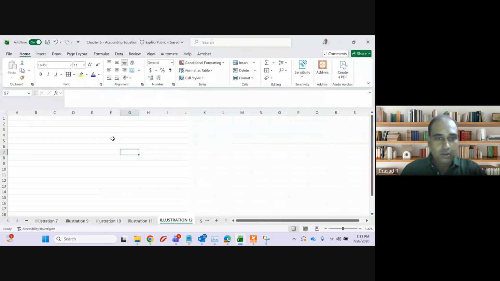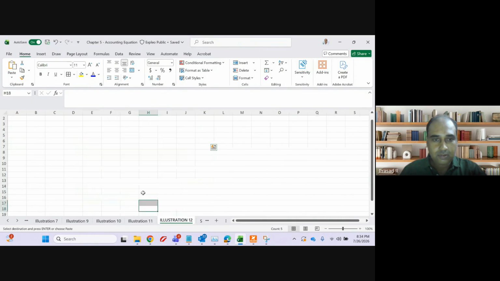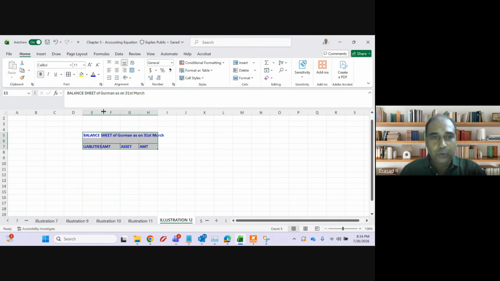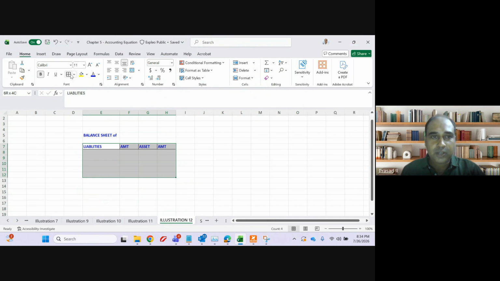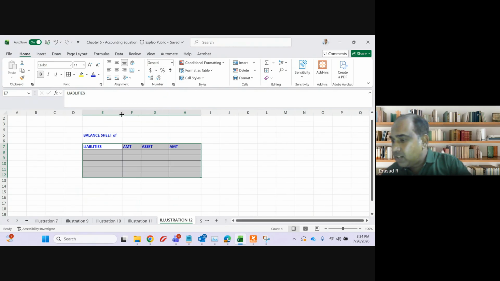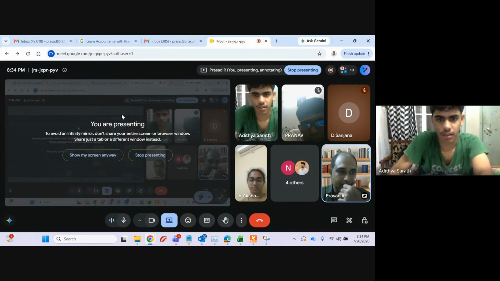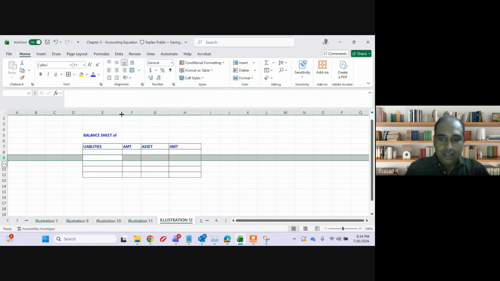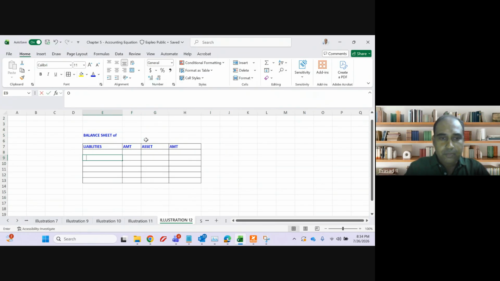Okay. Now let's do one more thing. Illustration 12. Guys, I want you to now think. Balance sheet. All these are missing values only. Nothing is there in these questions. All these are missing values. Owner's capital in the beginning. Now they have given me opening capital. So 60,000, sir. So opening capital will always be in the inner column.